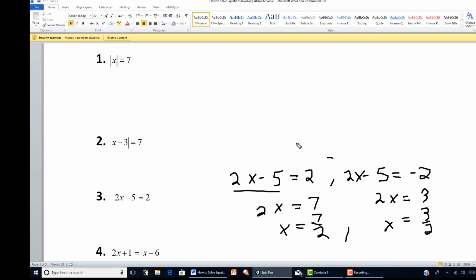Okay, so you can write it that way, or you can write it as a solution set and say, okay, my two solutions are 7 halves and 3 halves. Okay, cancel this.